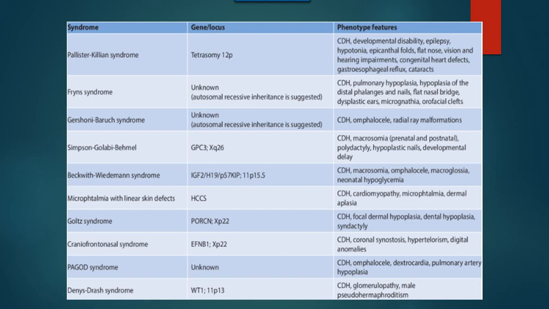Here are some syndromes that are associated with diaphragmatic hernia, such as Pallister-Killian syndrome, Fryns syndrome, Gorlin-Goltz syndrome, Simpson-Golabi-Behmel syndrome, Beckwith-Wiedemann syndrome, and microphthalmia with linear skin defects, Goltz syndrome, craniofrontonasal syndrome, and Pagon syndrome and Denys-Drash syndrome.